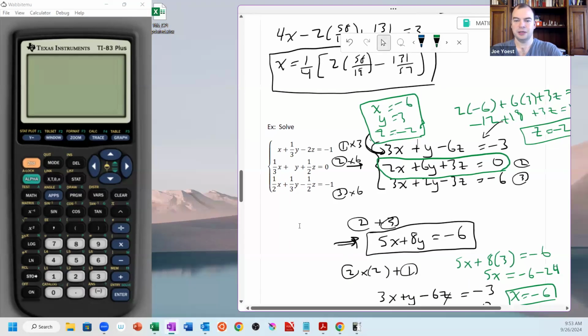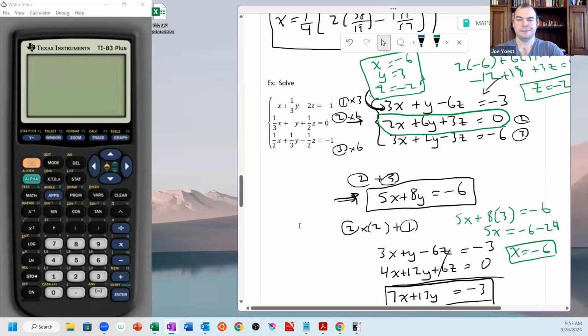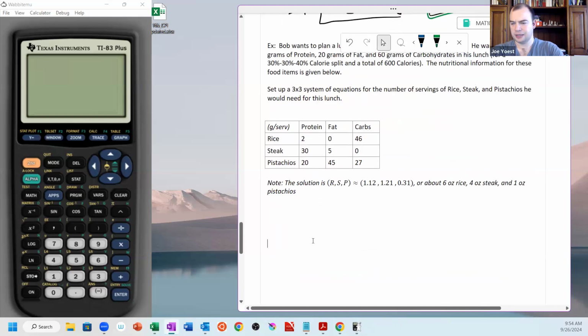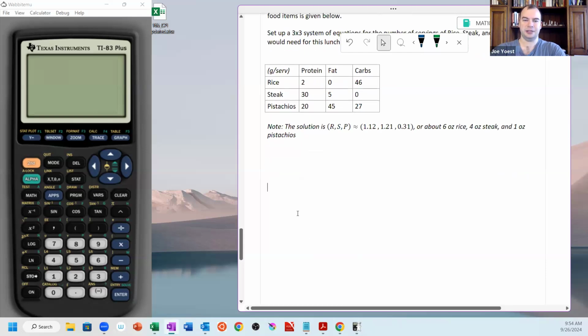Okay, so these 3x3 examples we saw all had a unique solution. We can look at an application problem like this one here. And then I think next time we'll take a look at an example that has one of these kind of degenerate solutions, either no solution or infinitely many.